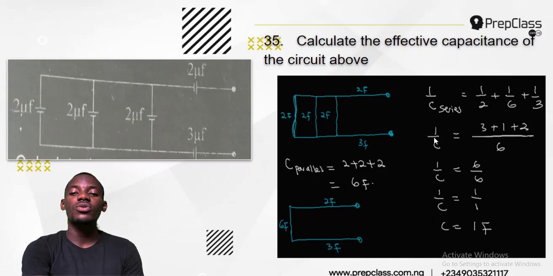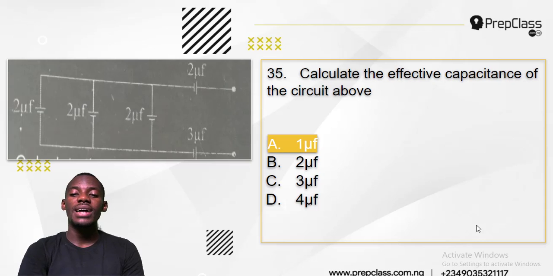And that will give me 1 over total capacitance equals 2, 6, and 3. The LCM is 6. Then divide: 6 divided by 2 is 3, 3 times 1 is 3. 6 divided by 6 is 1, 1 times 1 is 1. 6 divided by 3 is 2, 2 times 1 is 2. And that will give me 6 over 6. So if you break down 6 over 6, you have 1 over 1. So the total capacitance is 1 microfarad. And that is my answer. The answer is 1 microfarad.